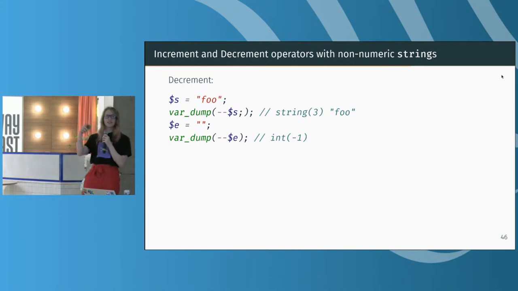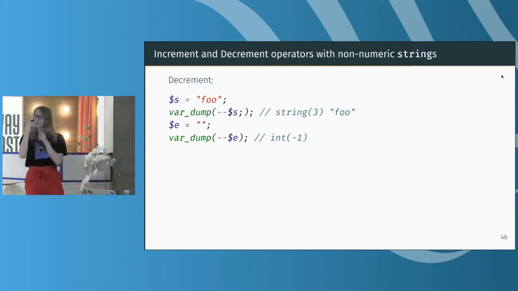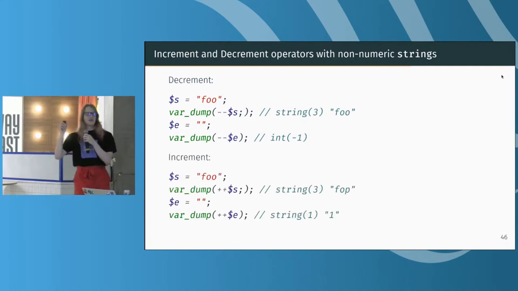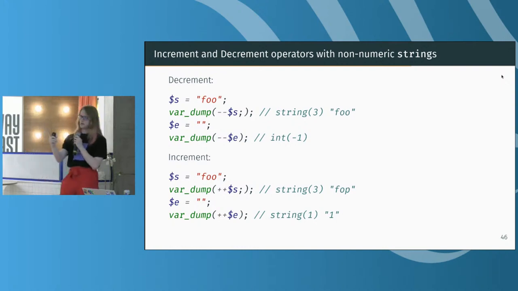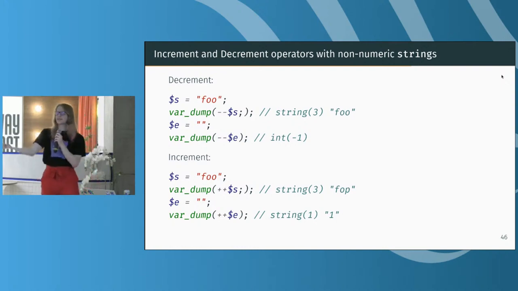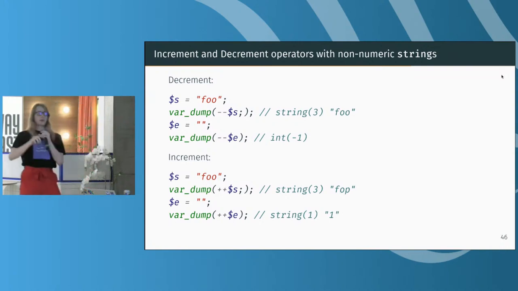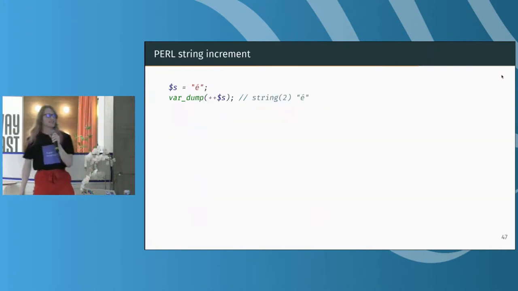So you cannot decrement a string, except the empty string, where you get the number -1. However, if you try to increment a string, like I said, you get the string increment, but if you increment the empty string, you get the string 1. Not the integer 1, you get the string 1, which if you increment again, you will get the integer 2. Great, brilliant, makes perfect sense.